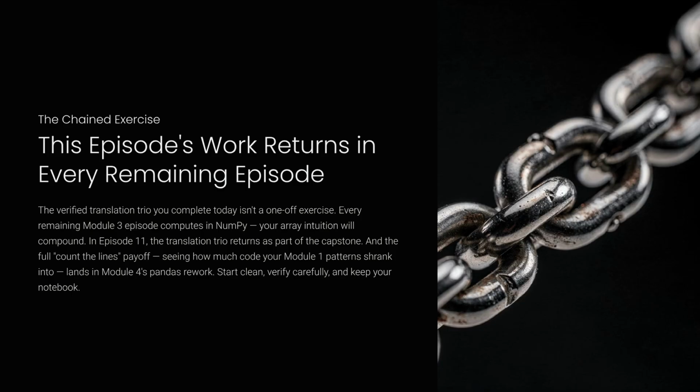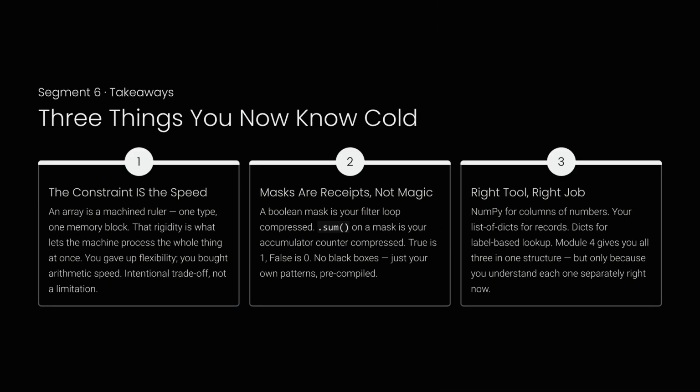The work you do in this episode compounds. This translation trio is a foundation that will appear in every remaining module and capstone project. In short, the rigidity of arrays is exactly what enables their speed. Masks are just compressed logic, and knowing which tool to use is your superpower.